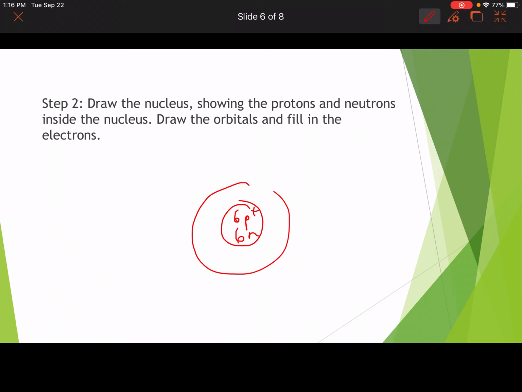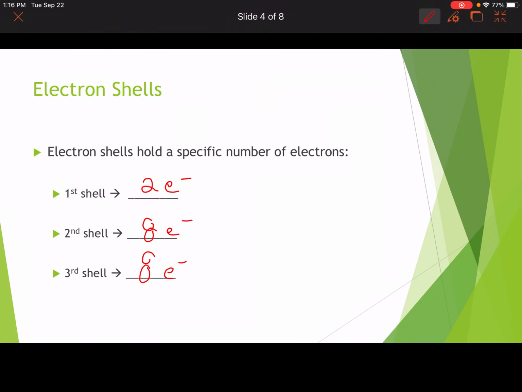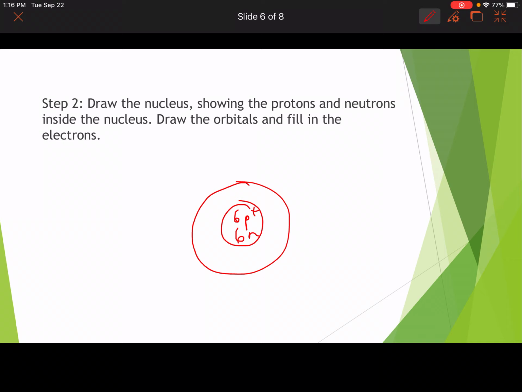So we're going to draw, and my circles tend not to be the greatest, my apologies, but I'm going to draw my first orbital. Now, I've already stated, if I look back here, that first shell only can hold 2 electrons, right? So I'm going to draw my first 2 electrons here. So 1, 2, and I'm going to spread them out on opposite sides there.